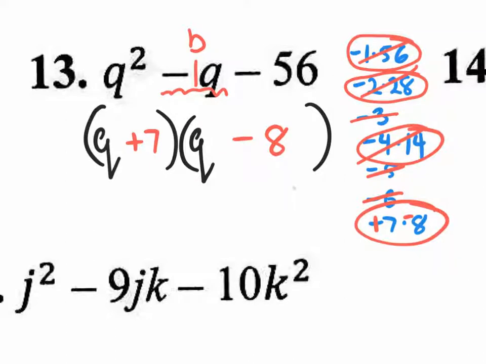Again, if you're struggling with the multiplication tables, make a list. 1 times what gives you that number? 2 times what? 3 times what? You make that list, and then you go through and look at the different pairs of numbers and see which pair of numbers combines together to give you the b value.